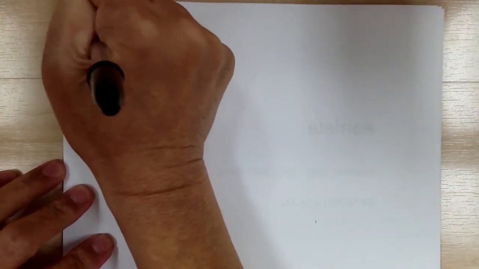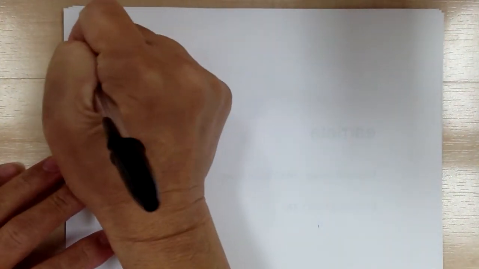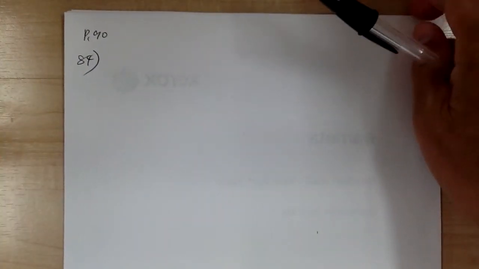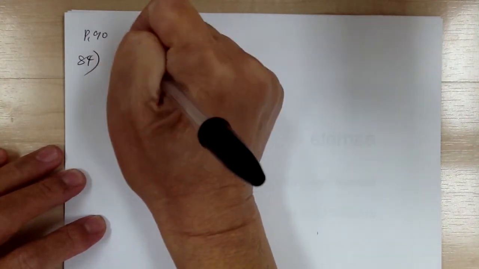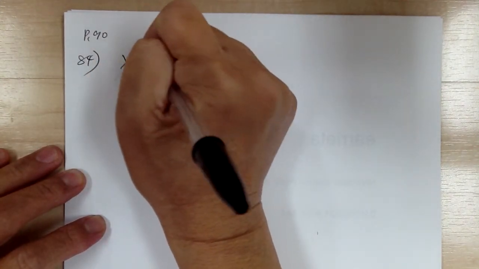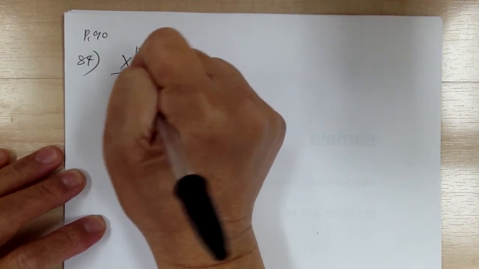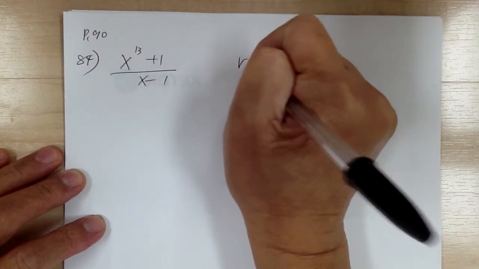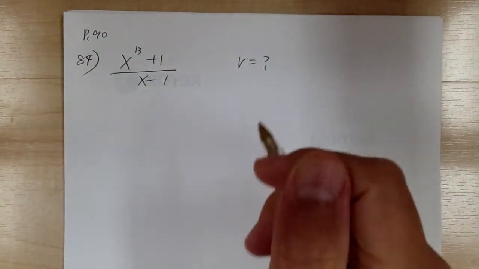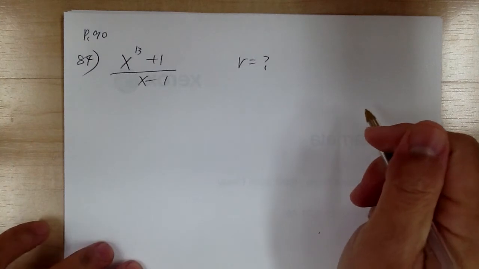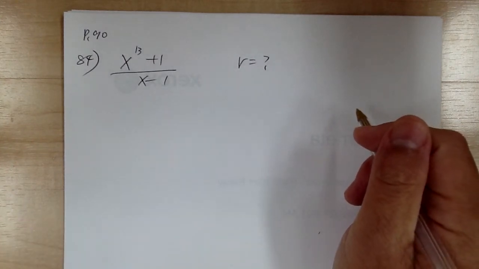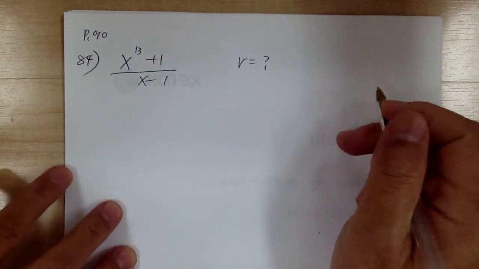Let's go to page 90 and do number 84. It says find the remainder when x to the 13th power plus 1 is divided by x minus 1. So you're looking for the remainder. For this one, you just need to apply the remainder theorem.